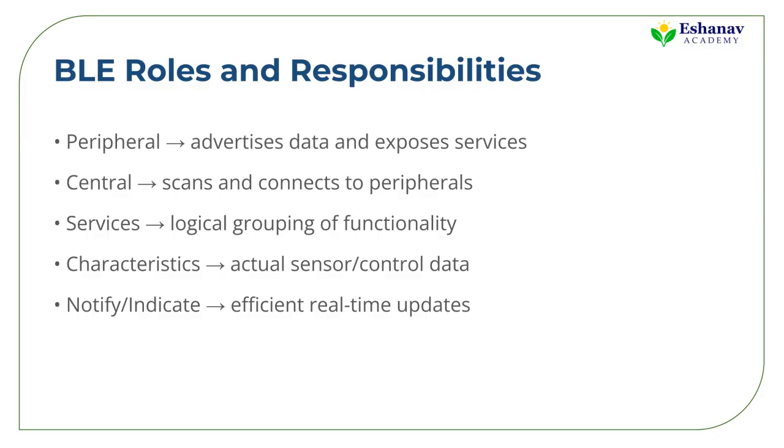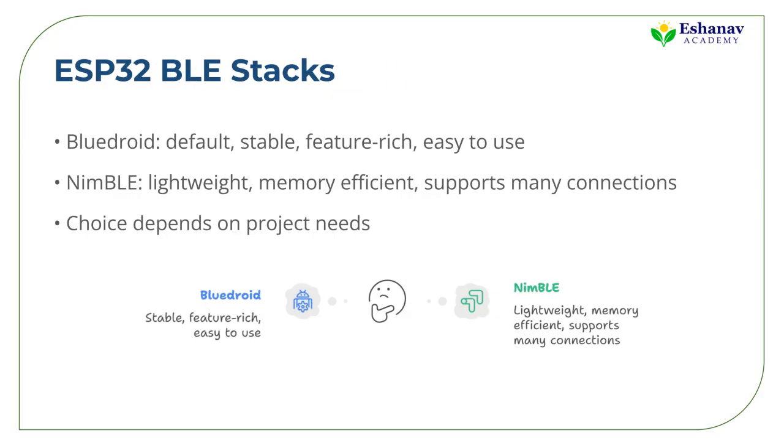To keep communication efficient, BLE provides notify and indicate features, which allow peripherals to push updates in real time without constant polling. This design drastically reduces energy use while ensuring devices respond quickly, making BLE perfect for scalable, low-power IoT systems. The ESP32 offers two different BLE software stacks, each with unique strengths.